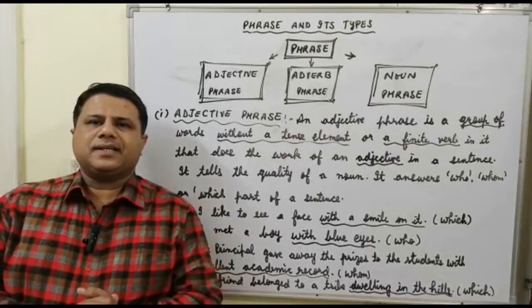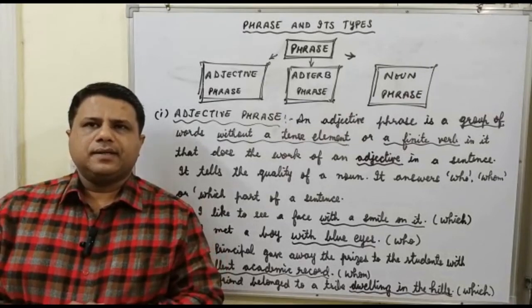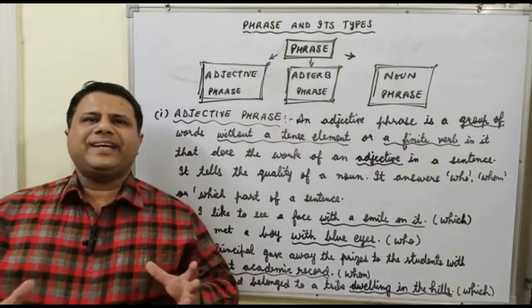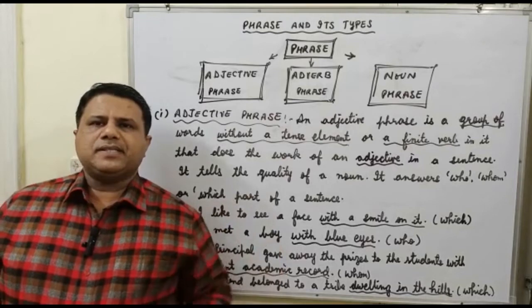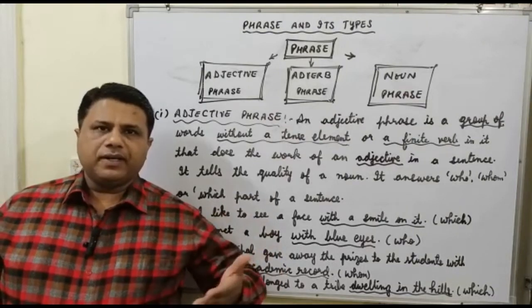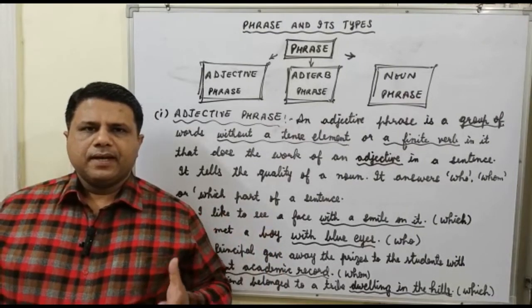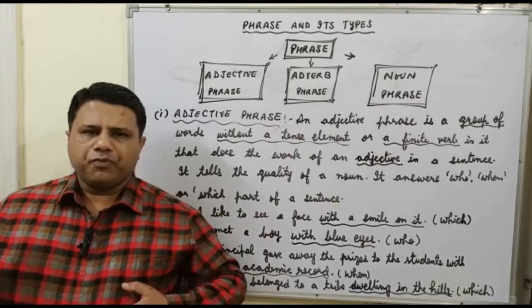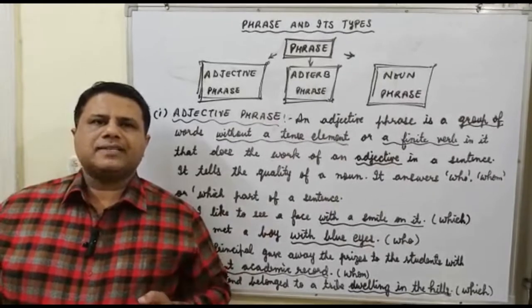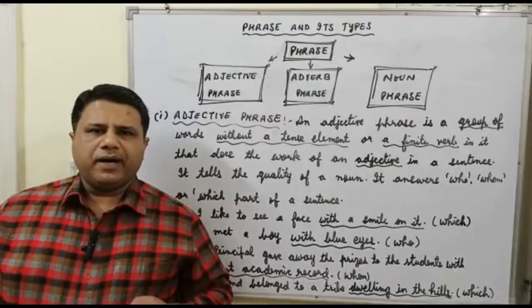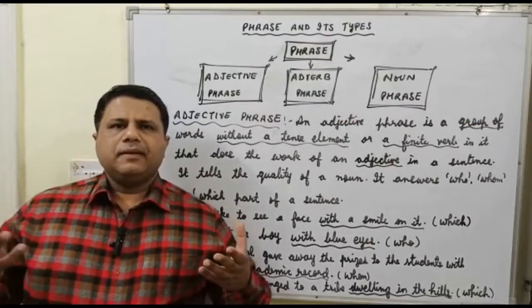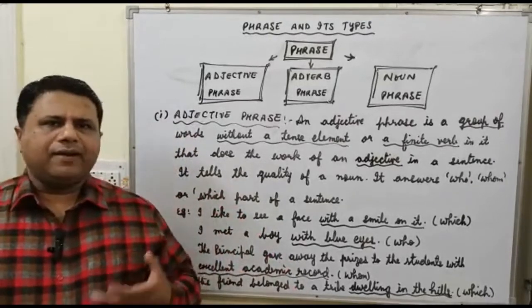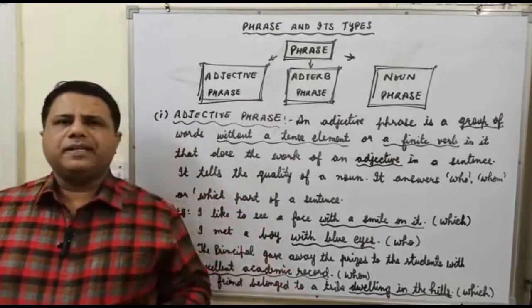Now let's discuss the types of phrases. Broadly speaking, there are three types of phrases on the basis of the function or the work they perform in a sentence: adjective phrase, adverb phrase, and noun phrase. So we'll discuss all these phrases one by one. The types of phrases will depend on the function they perform in a sentence.